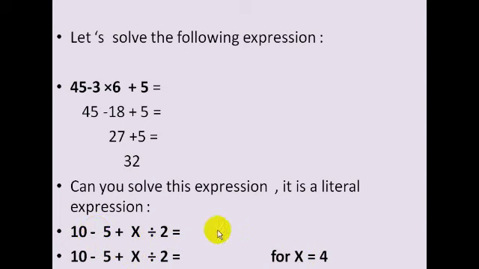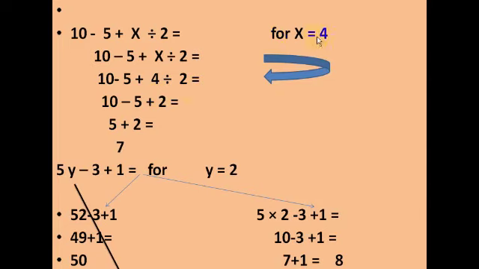If I didn't give you any value for the x, you can't solve it. But if I give you the value of x, for example, x equal 4 or x equal 3 or x equal 2, the value of x I will give you to solve this literal expression. Now let's solve it. So x equal 4. When we see x here, we have to write 4 instead of x. Let's solve it. So for x equal 4, we have to solve 10 minus 5 plus x divided by 2.